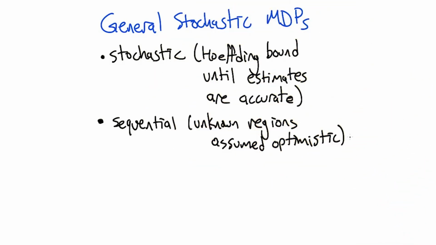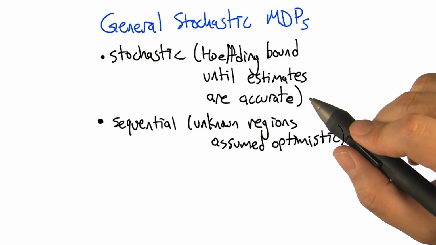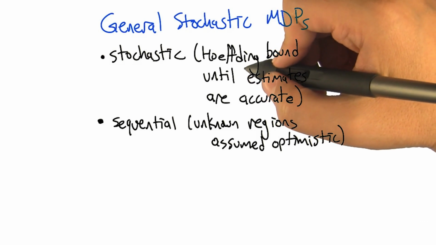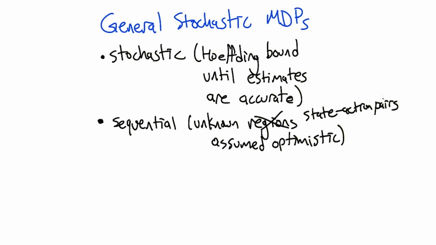Okay. So we'll have Hoeffding regions. Yes. Good. We're still going to use Hoeffding bounds on the individual state action pairs. Okay. In fact, regions probably mean state action pairs here. So I was right. Yes, you were right. Good. Well, then I think we're done here.